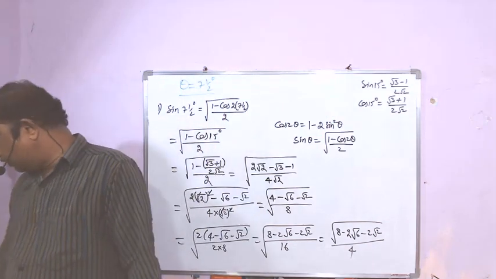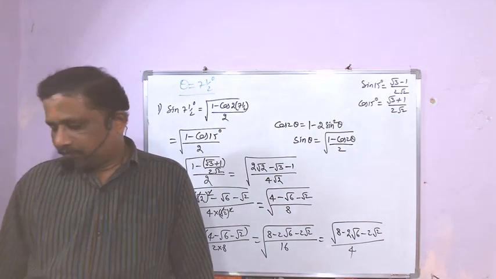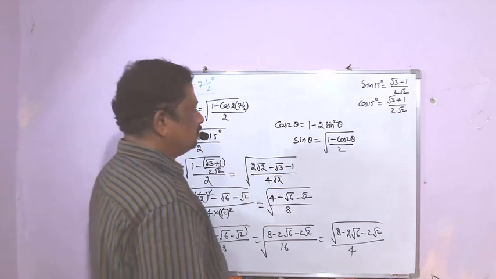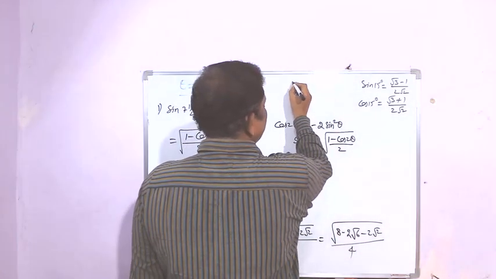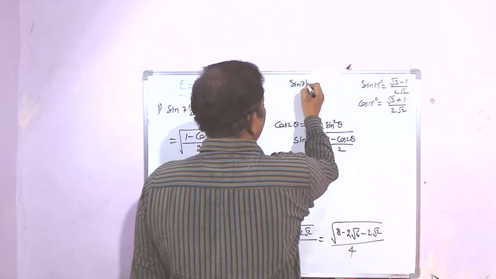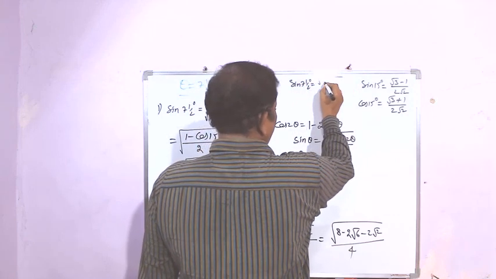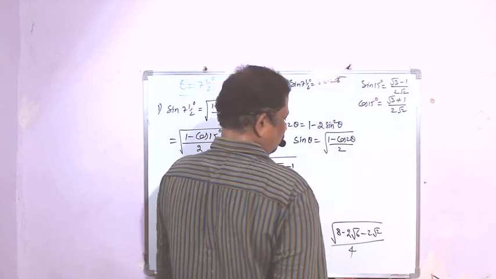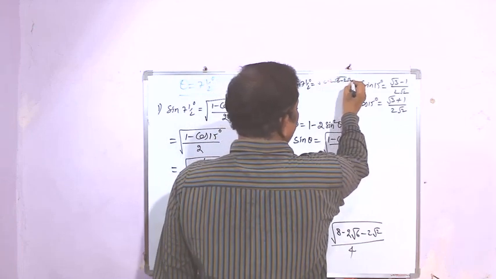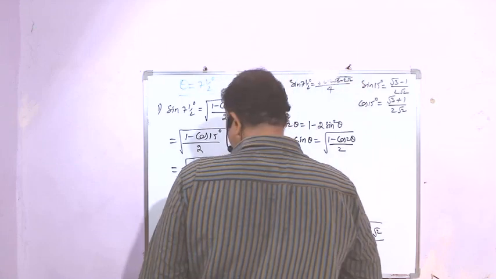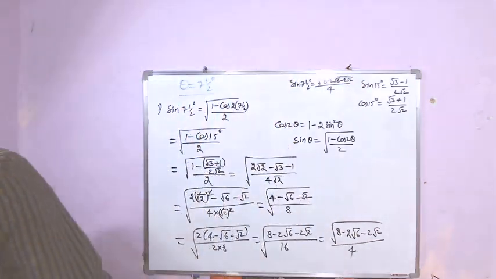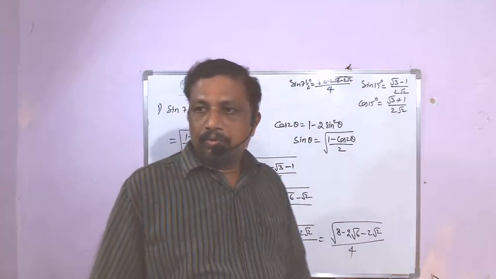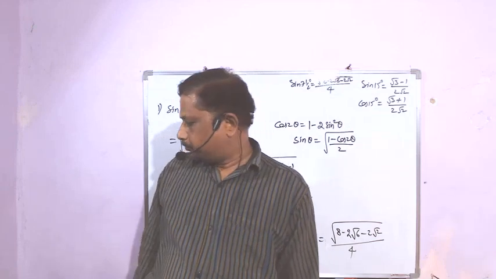sine 7.5 degrees. So next we will find the cos 7.5 degrees formula. So this one you write: sine 7.5 degrees is equal to under root 8 minus 2 root 6 minus 2 root 2, whole divided by 4. So next we will do cos. Next we will do cos 7.5 degrees.